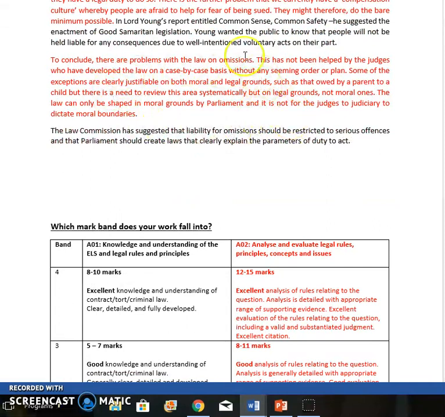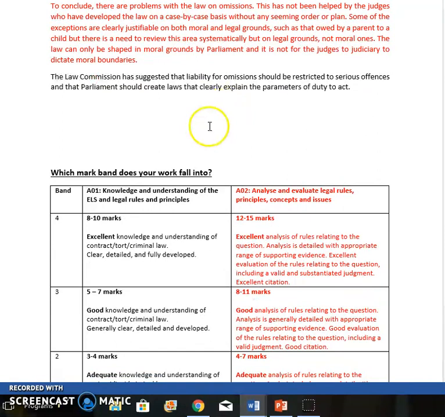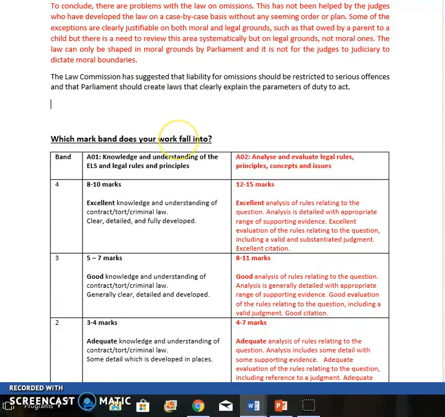I've then gone into my conclusion here, highlighting what the problems with omissions are. And I think really what I would stress is perhaps the biggest problem at the moment is the line between murder and withdrawing treatment, and whether in fact euthanasia should be legalised. You could put that in there as well. I've ended with Law Commission suggestions, but as yet they haven't been enacted.